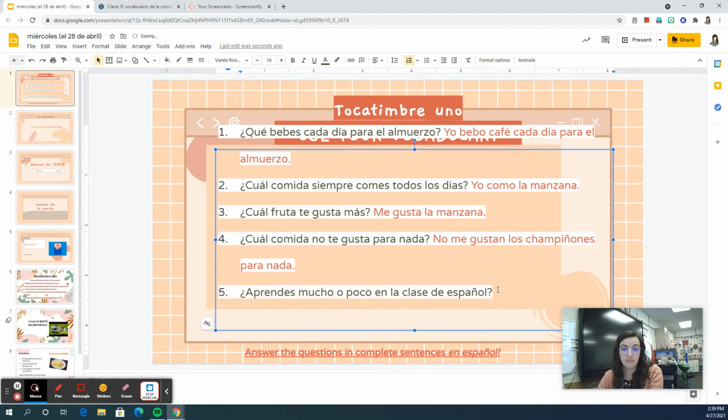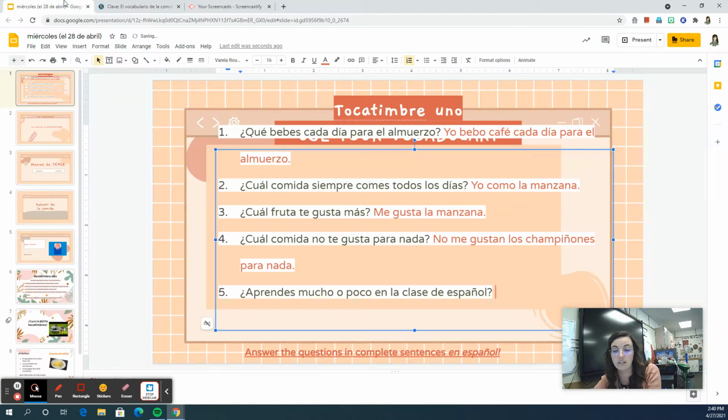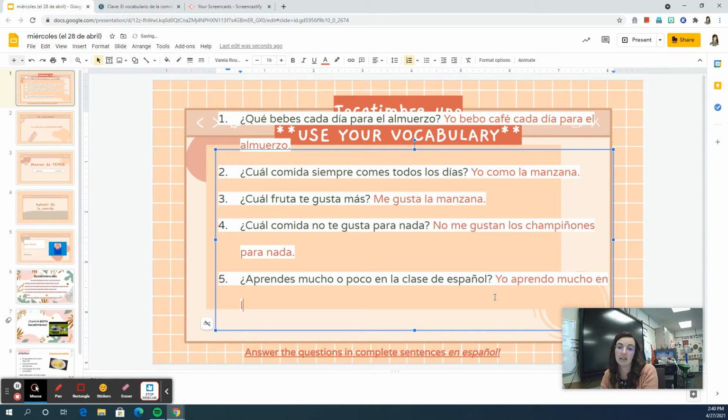The last question, ¿aprendes mucho or poco en la clase de español? Aprender, if I look in my vocab list, go down to the very bottom, aprender means to learn. So I'm asking, do you learn mucho, a lot, or un poco, a little, in la clase de español? I certainly learn a lot. So I'm going to change aprendes from the tú form to the yo form. Yo aprendo mucho en la clase de español. Muy bien.